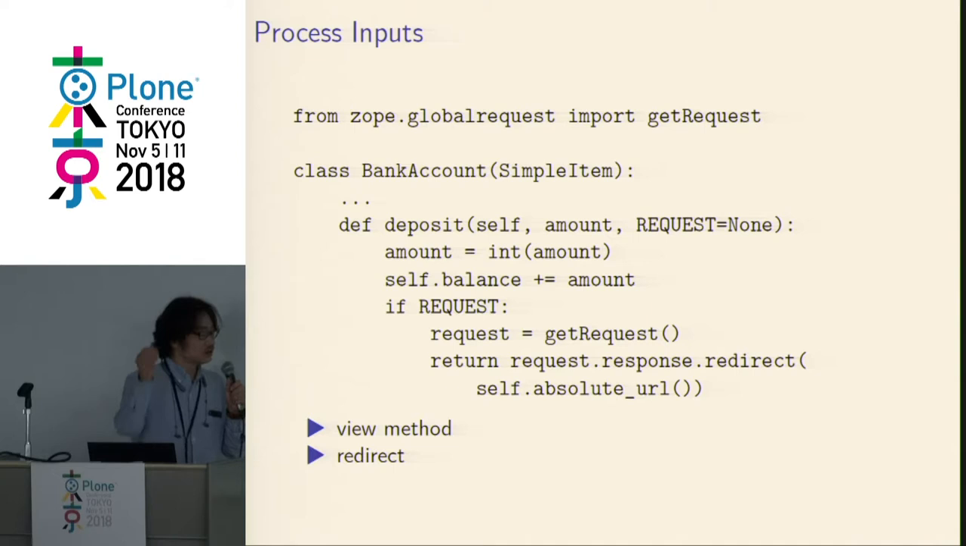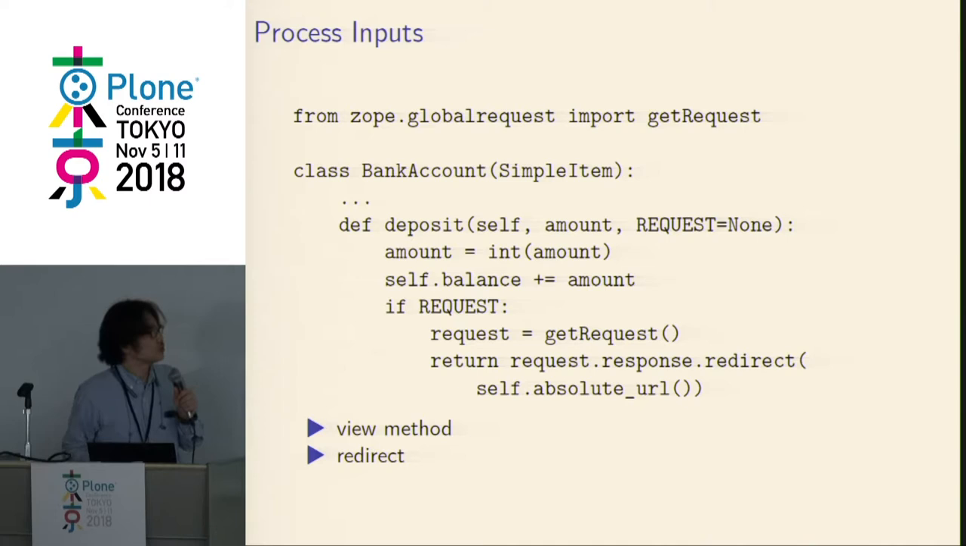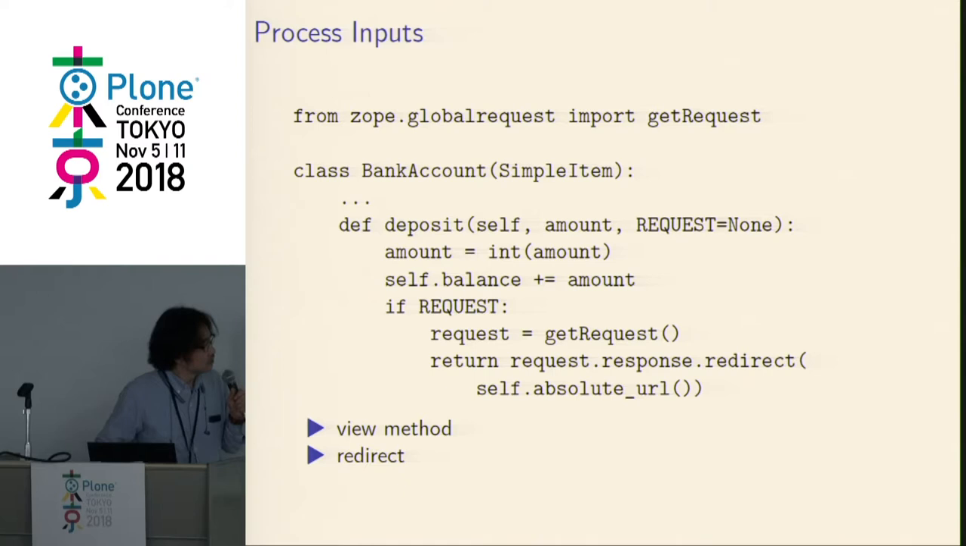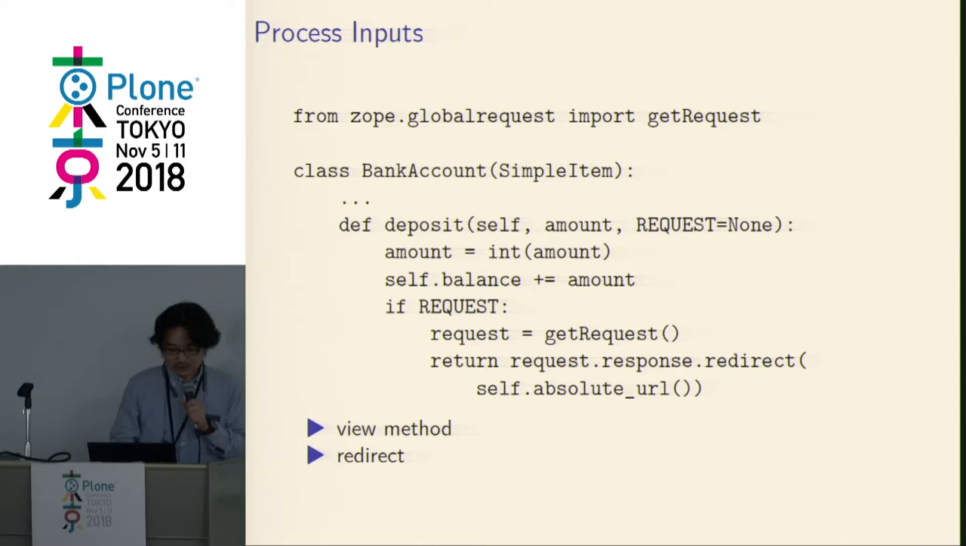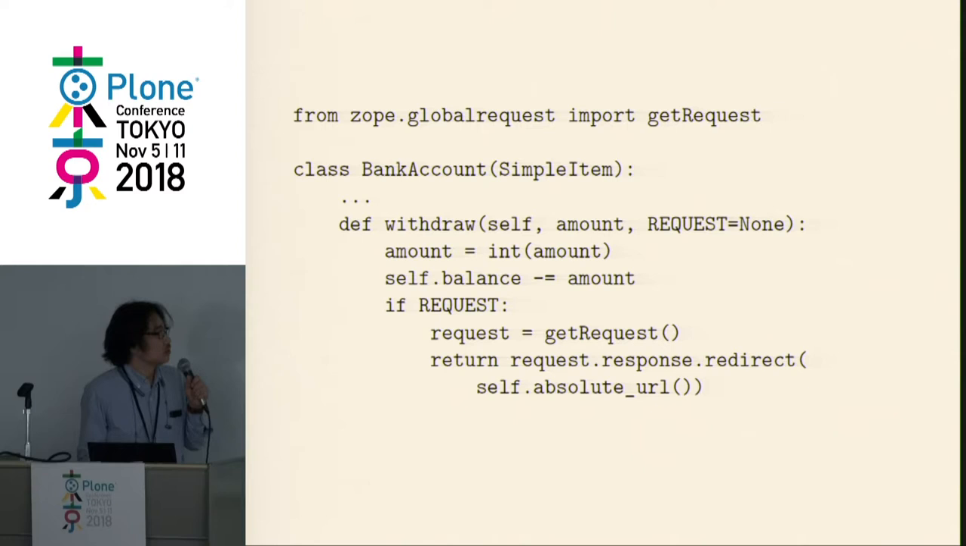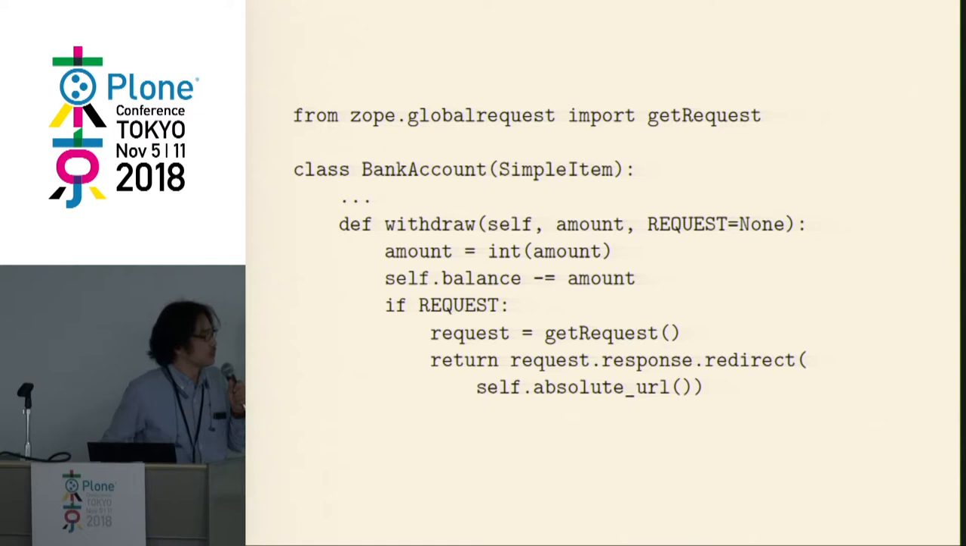Bank account has two methods, deposit and withdraw. Deposit adds the amount to the balance, and the deposit method is called from the web, and the request is passed from the web request. If the request exists, redirect to the context URL. The other method, withdraw, is the same process.